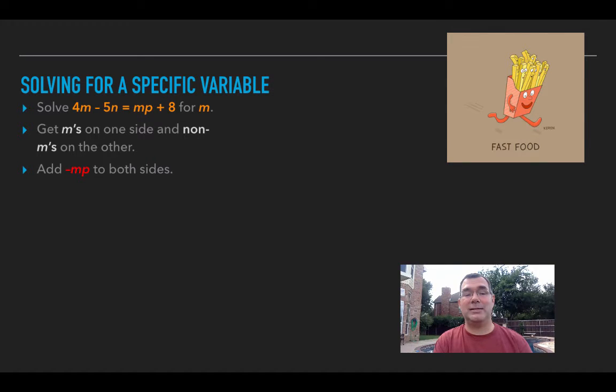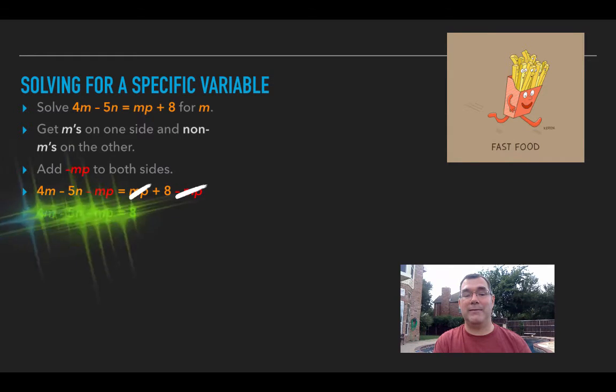So I've decided to collect my terms that have m in them. I've decided to put those on the left. So to do that, I need to get rid of the mp that is on the right, and that means I will add negative mp to both sides. Okay, so the left-hand side is 4m minus 5n minus mp, and the right side I had mp plus 8, and now I'm subtracting mp, so the mp and the negative mp go away. I have 4m minus 5n minus mp equals 8.